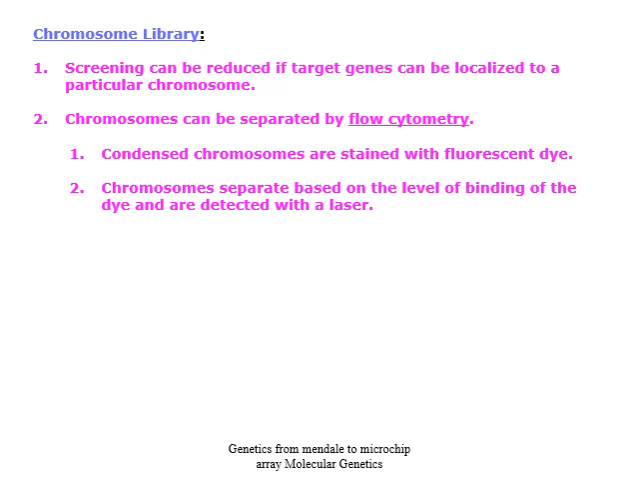Chromosomal library screening can be reduced if the target gene can be localized to a particular chromosome. Chromosomes can be separated by flow cytometry. Condensed chromosomes are stained with a fluorescent dye. Chromosomes separate based on the level of binding of the dye and are detected with a laser.